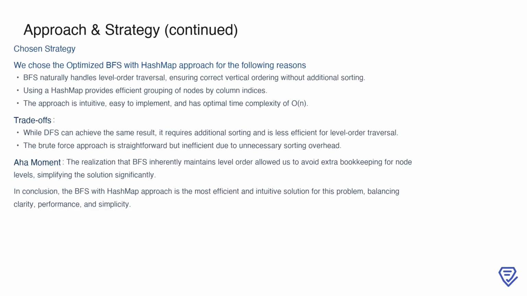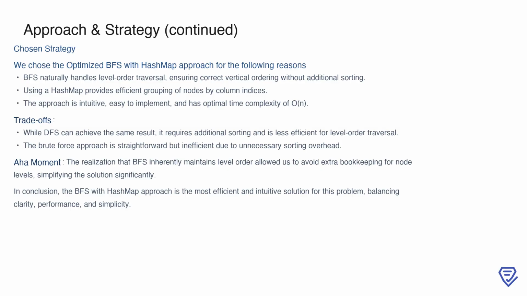Given the options, the chosen strategy for solving the binary tree vertical order traversal problem is the optimized BFS with a hash map. This approach leverages BFS to handle level order traversal naturally, ensuring that vertical ordering is maintained without requiring additional sorting. The hash map provides an efficient mechanism for grouping nodes by their column indices, making the process both intuitive and streamlined. This method achieves optimal time complexity of O(n), while maintaining simplicity in implementation.